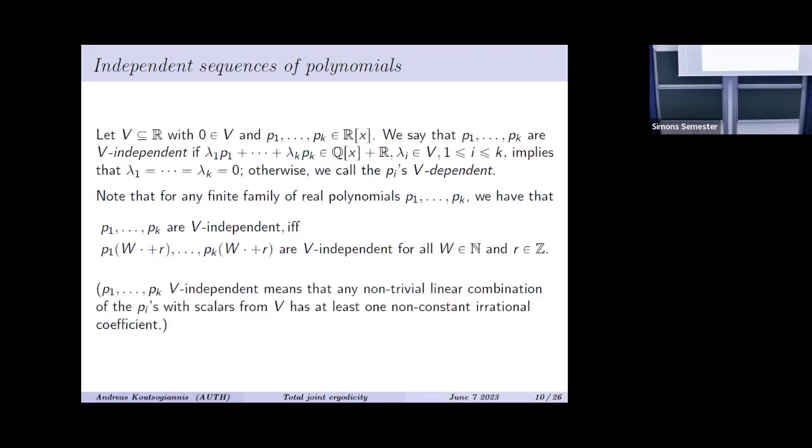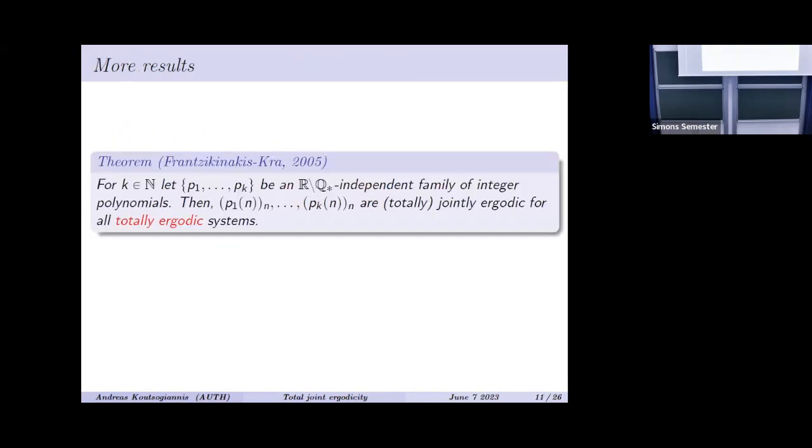And V-independence means, of course, since you cannot be a rational polynomial, that any non-trivial linear combination of the p_i with scalars from V has at least one non-constant irrational coefficient. And we know from Sohail's talk that this is exactly the condition that you want to have in order to have good equidistribution for your polynomial by Weyl's criterion.